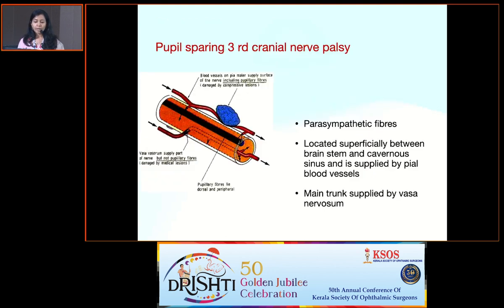So what is pupil sparing third cranial nerve palsy? At the basilar portion and at the cavernous portion, the pupillomotor fibers are actually superficial in the nerve, and it's supplied by a pial plexus. But inside, the main trunk is supplied by the vasa nervorum, so if there is an ischemia, the main trunk is affected, sparing the pupillary motor fibers, and thus causes a pupil sparing third cranial nerve palsy.